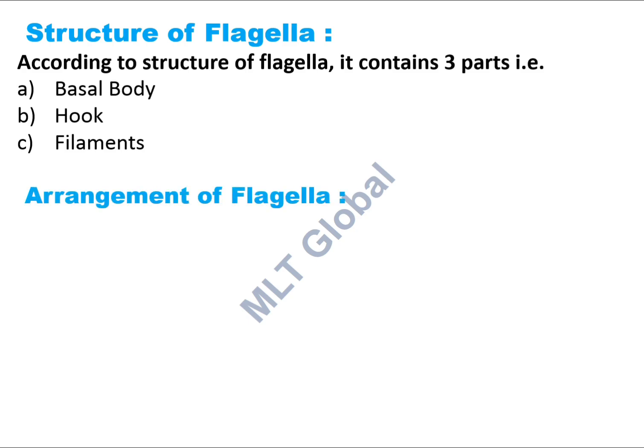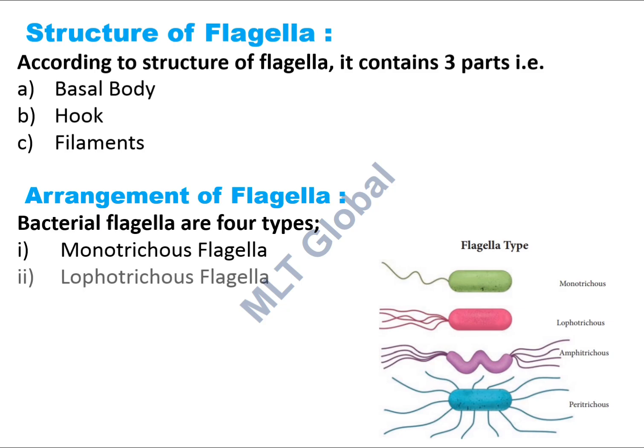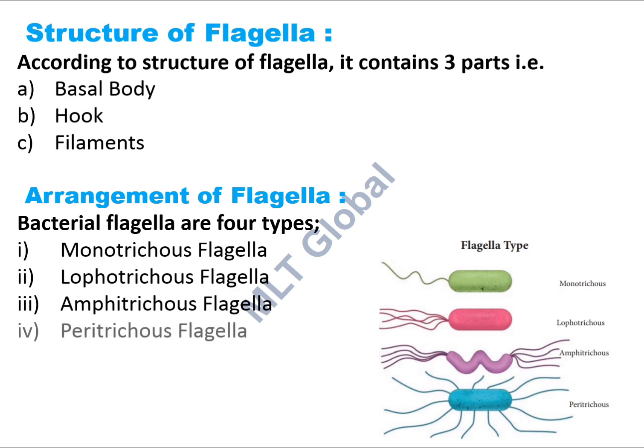Arrangement of flagella. Bacterial flagella are of 4 types: monotrichous flagella, lophotrichous flagella, amphitrichous flagella, and peritrichous flagella.